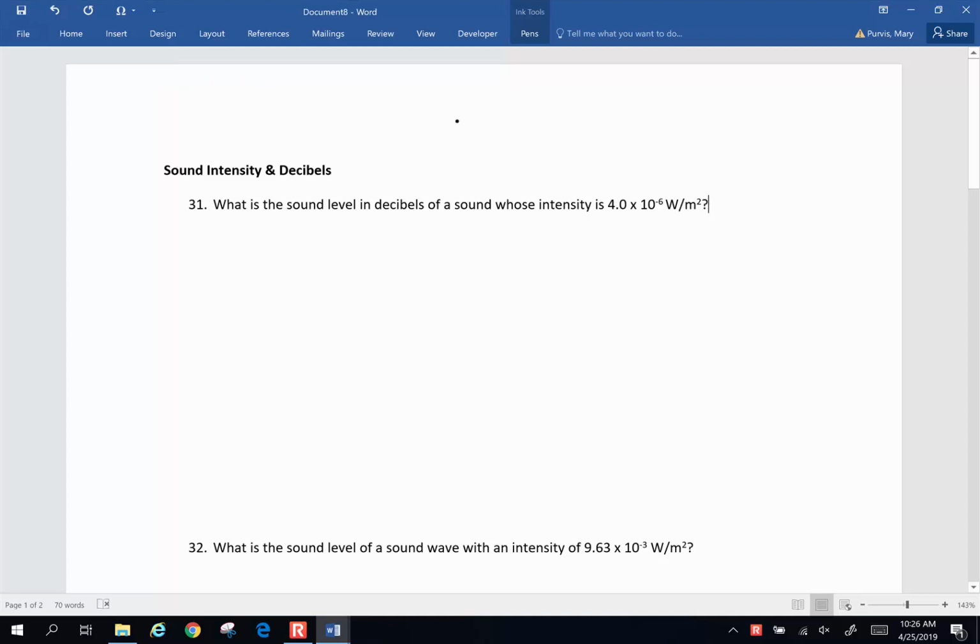Hi folks, we're going to do some more chapter 17 problems, and I messed up the numbers, we're going to do numbers 28 through 31. So this is 28 we are starting with. What is the sound level in decibels of a sound whose intensity is 4 times 10 to the negative 6th watts per square meter? So here's our decibel equation.